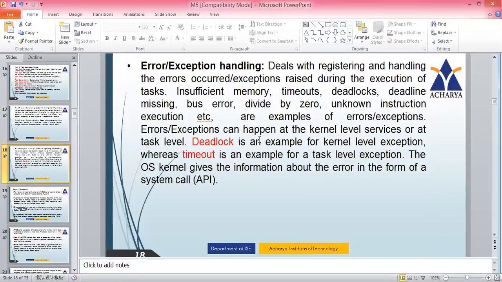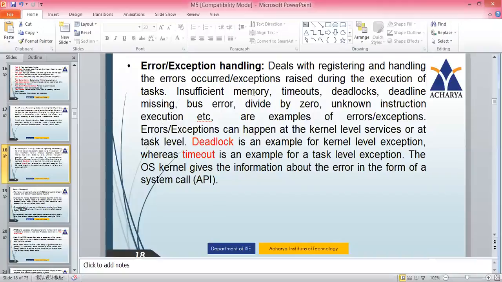Error or exception handling. This we have seen in the initial modules. The first and second modules, we have come across exceptions or errors. Now exceptions are something like interrupts only. So let's see, it deals with registering and handling the errors raised during the execution of tasks. Whenever it is executing anything, there could be some abnormalities and that we call an exception that has to be handled.